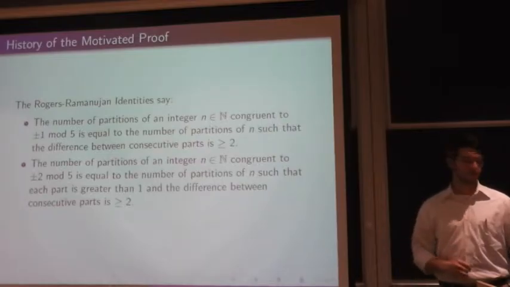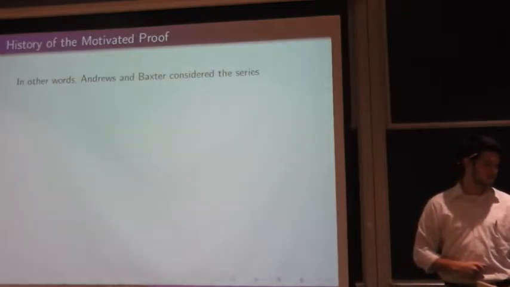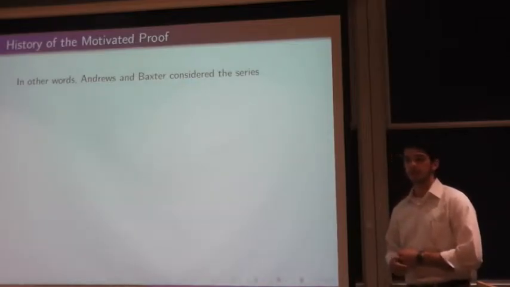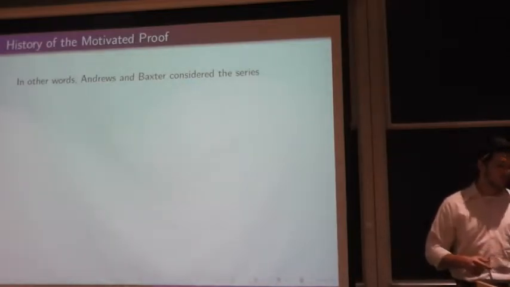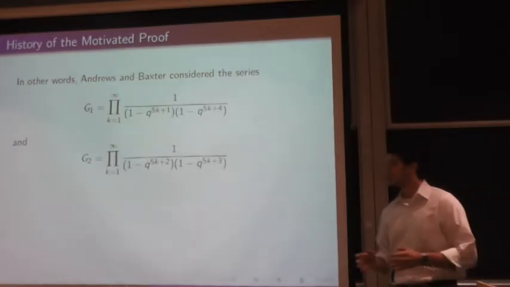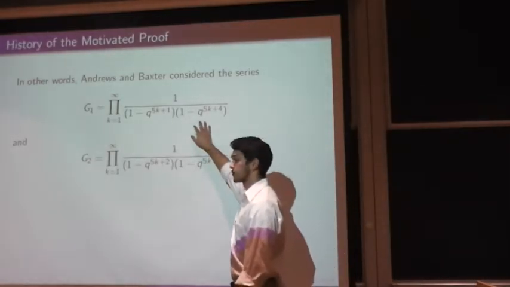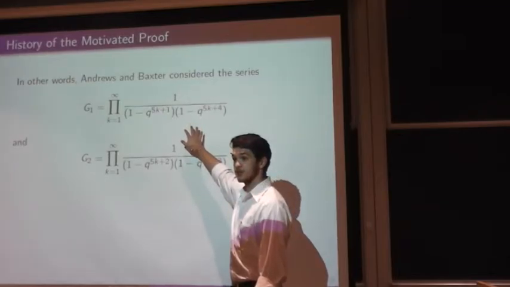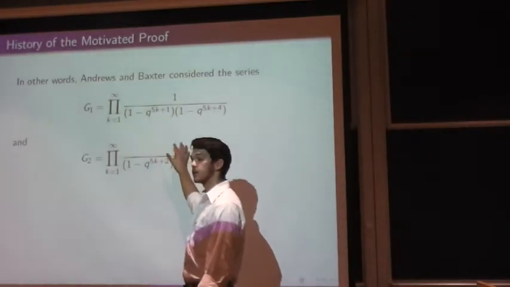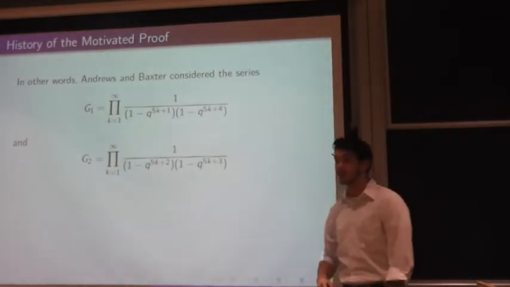Is that clear in some way? So I think if we take a look at some of the next couple slides, it might become a little bit clearer. So if we take a look at these two series, notice that this is just the first Rogers-Ramanujan identity representation, and this is the second one, the product side representation. So again, they're starting with these and trying to get back to the sum side in some sense.